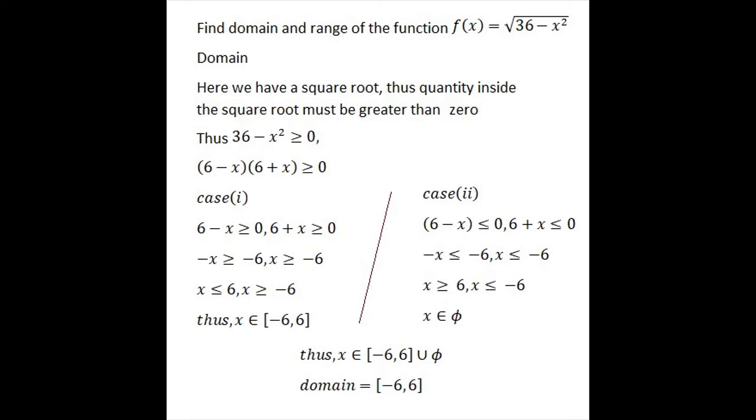Now case 2. 6 minus x is less than or equal to 0, comma 6 plus x is less than or equal to 0.